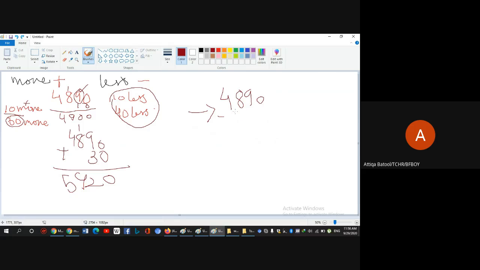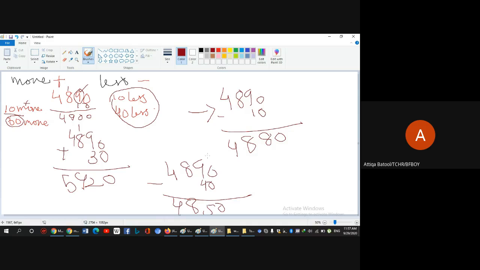If it is 10 less, 9 minus 1 is 8, and the rest of the numbers will come as it is. And if it is 40 less, 9 minus 4 is 5, 0, and the rest of the numbers will come as it is. So this would take less time, this would be good.